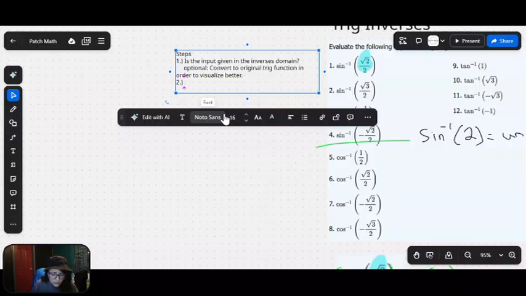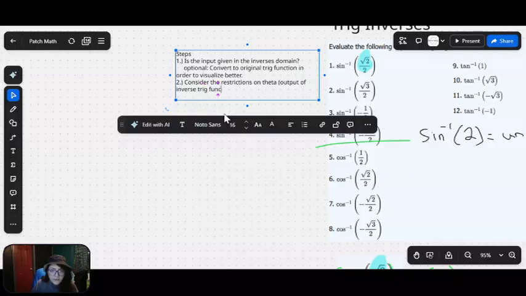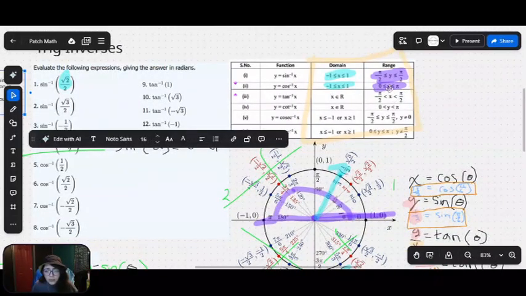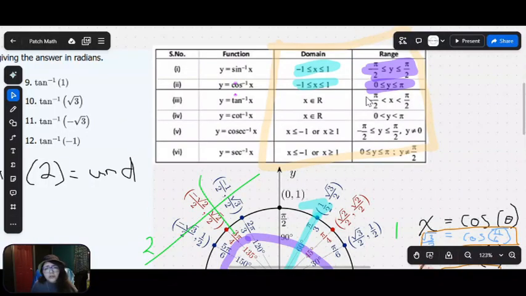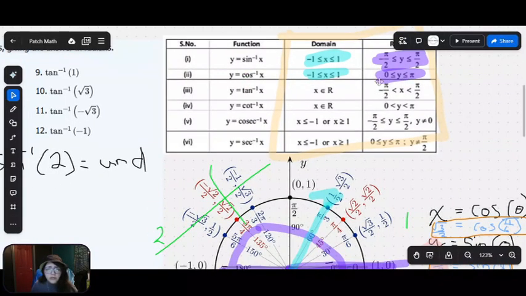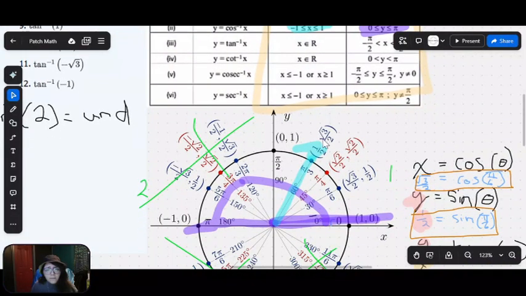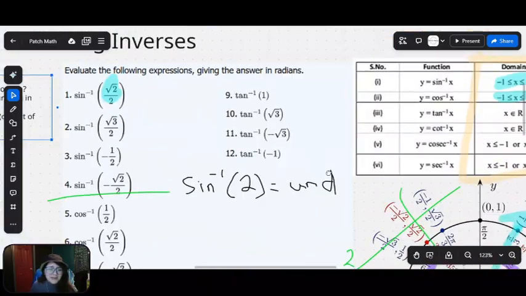So consider the restrictions on theta, or the output of our inverse trig function. I said that wrong, the output of the inverse trig function. And so for cosine, that's where we went, oh, our outputs for cosine inverse are restricted between 0 and pi. So if we were trying to find the angle that goes with that 1/2, that's what restricted us to quadrants 1 and 2.